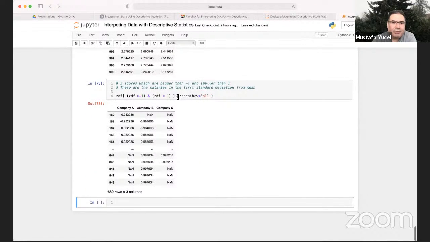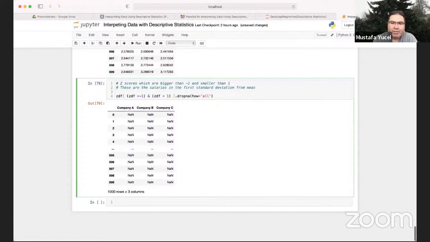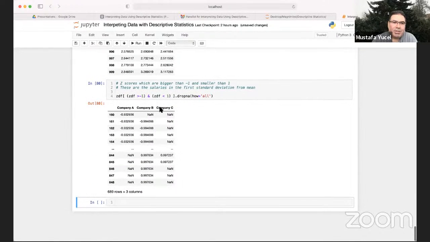If you don't drop NA values, since these extreme values are out of the first standard deviation, these would be all NaN, and we will not see the really important part here. So I drop the NA values. When we drop them, you see the rows start from 160 here. This value is in the vicinity, but still in company B, this individual is out of the first standard deviation, so these are not included. In case of the biggest salaries in this company, these are still not included since they are out of the first standard deviation.